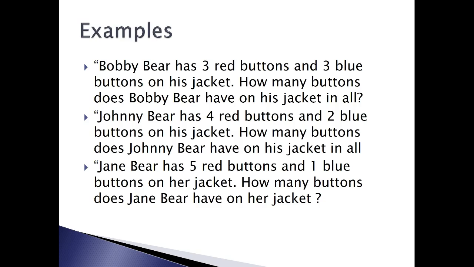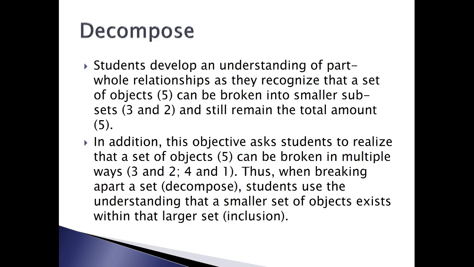So here are some examples using problems with kids to see if they can get those terms. So if we have Bobby Bear has 3 red buttons and 3 blue buttons on his jacket, how many buttons does Bobby have on his jacket in all? The kids can act these problems out on their 10 frames. Then later we're going to talk about decomposing. So here the students are going to develop an understanding of a part-whole relationship as they recognize a set of objects of 5 can be broken into smaller subsets of 3 and 2, and still remain the total of 5.